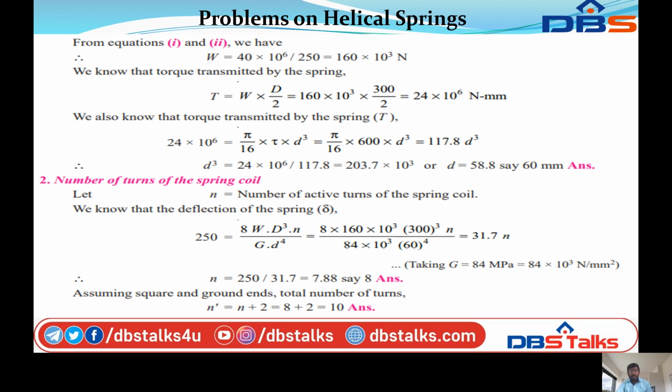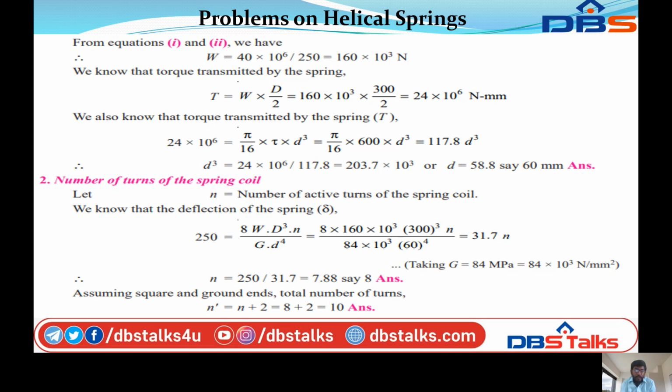Therefore number of turns per spring coil, let n be the number of active turns in the spring coil. We know that the deflection of the spring delta is equal to 250, equal to 8 into W into D cube into N by G into d power 4, that is equal to 8 into 160 into 10 cube into 300 cube into N by 84 into 10 cube into 60 power 4, taking G equal to 84 MPa, so 84 into 10 cube Newton per mm square. Finally you can calculate N is equal to 250 divided by 31.7. So the final value N is equal to 7.88. This will be rounded to 8. Therefore N is equal to 8.